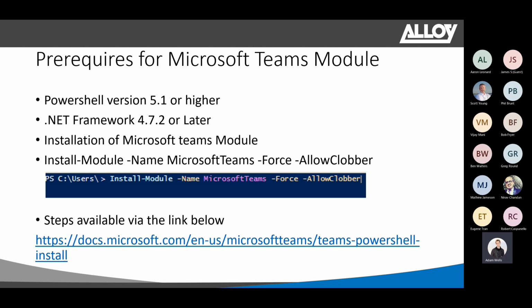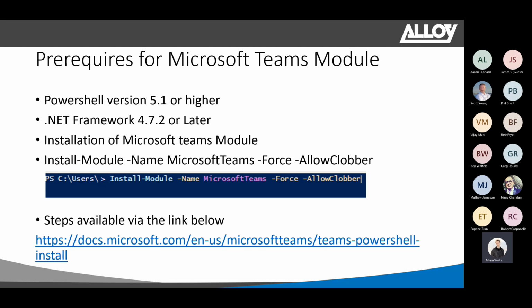So what you need to do is install Windows PowerShell, and it needs to be version 5.1 or higher, with .NET Framework 4.7.2 or later, and then do the installation of the Microsoft Teams module. This is done via PowerShell, and it's just the command on the screen there. Also, I've just done a snipping tool capture of installing the module via PowerShell there.